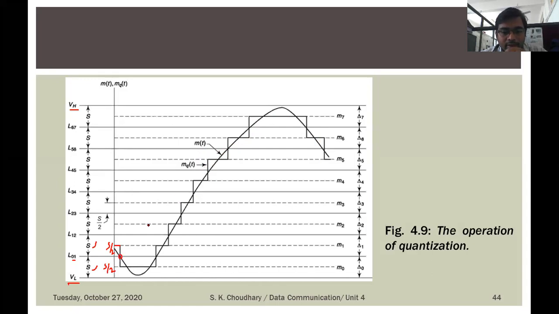You can also see here that each and every quantization level has been defined, starting from M0, M1, M2 up to M7. Each quantization level is separated from the others by the step size of S, but only at the two extremes: near the maximum value, M7 is separated from VH by S by 2. Similarly, at the lower extreme, M0 is separated from VL by S by 2, and in the rest of the portion each level is separated from the next level by the step size S.